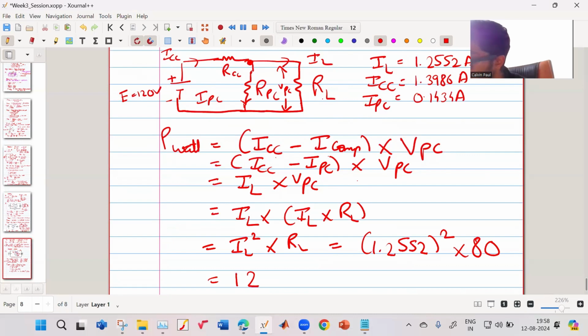That becomes equal to 126.04 watt. Okay, it is 126.04 watt, which is the actual power which is being delivered to your load. So earlier, because there was no compensating coil, there was this error. What your wattmeter was measuring earlier was ICC into VPC. It should actually measure IL into VPC, but instead it was measuring this ICC into VPC.